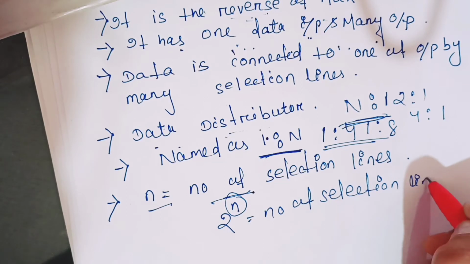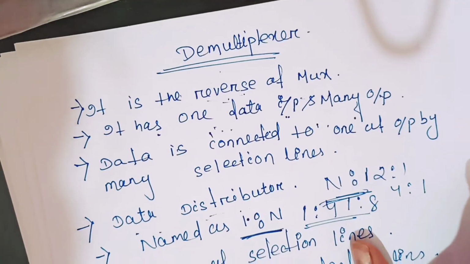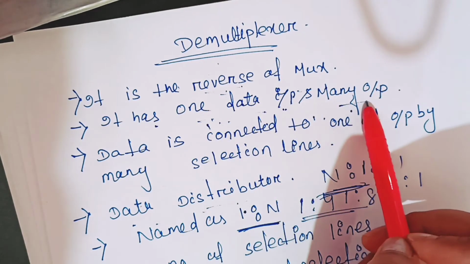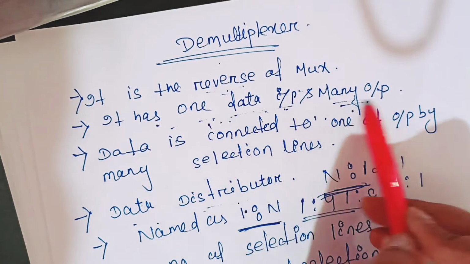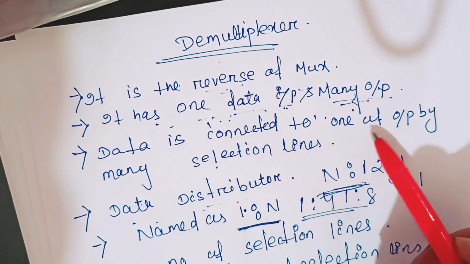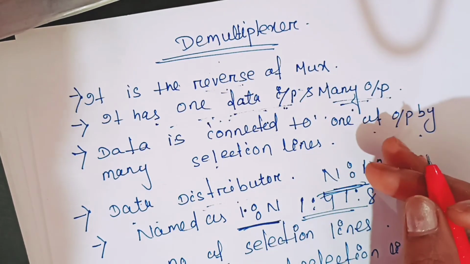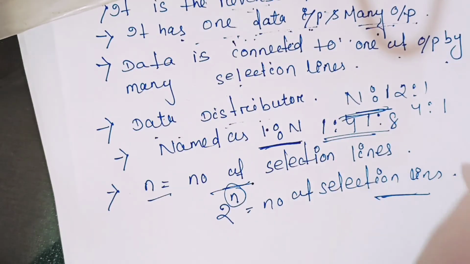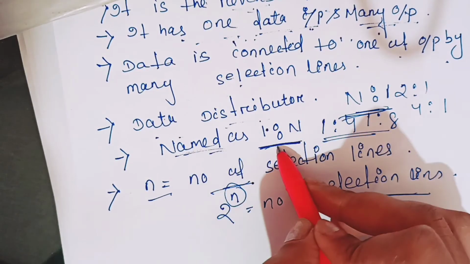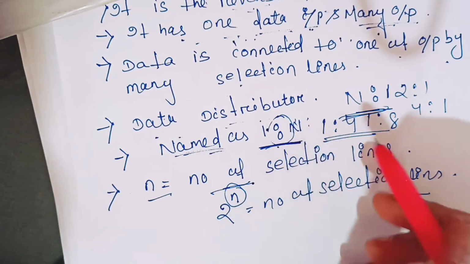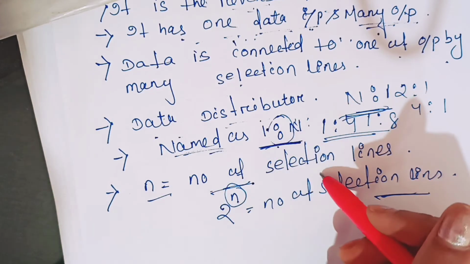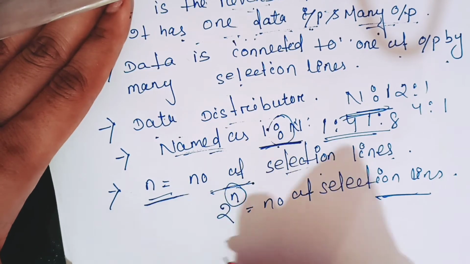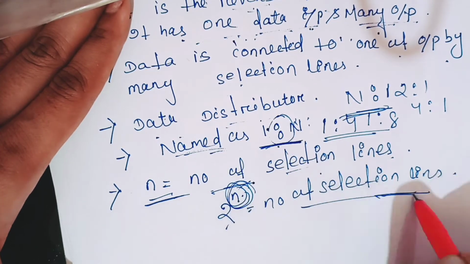In a MUX there are several data inputs and one output, but in a DMUX there is one data input and many outputs. Data is always connected to one of the outputs by the selection lines, and it is known as a data distributor. A MUX is a data selector, and a DMUX is named 1:n, where n is the number of selection lines, the same as in a MUX, with 2 to the power n.